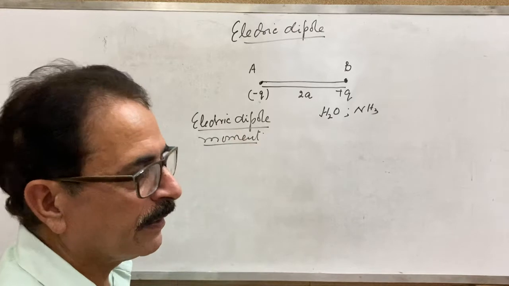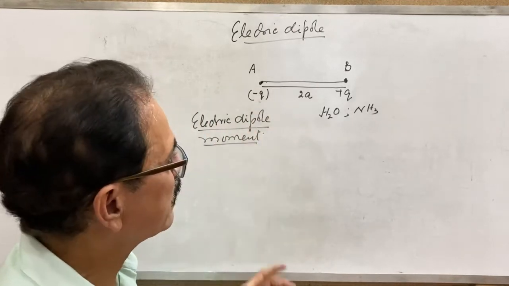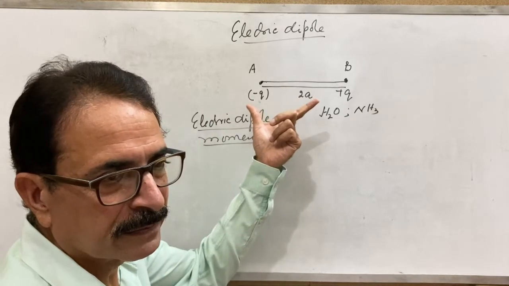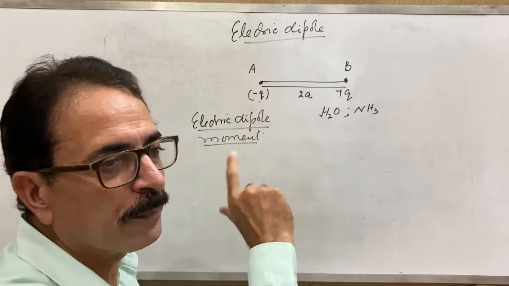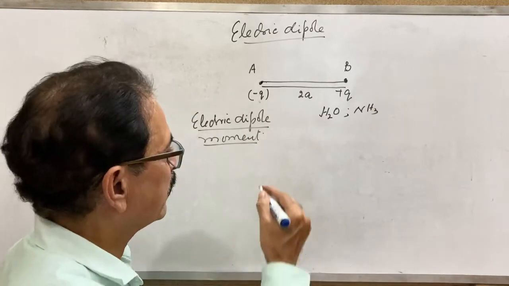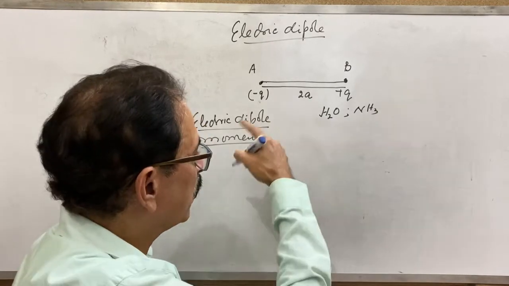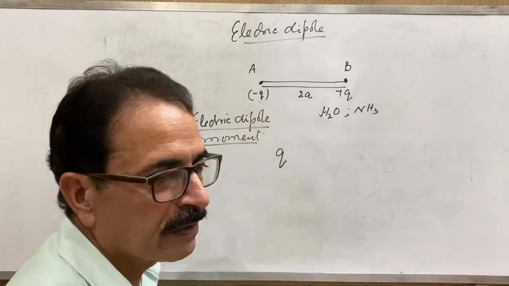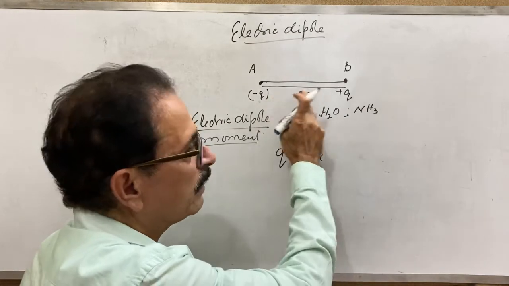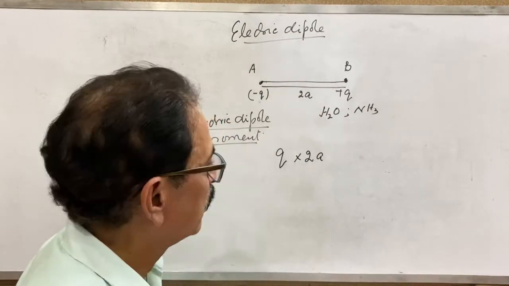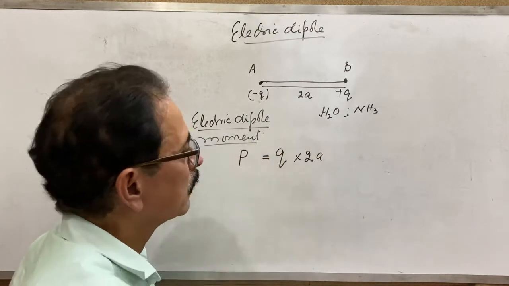Electric dipole moment: we define it as the product of the magnitude of one of the charges and the distance between the two opposite charges. That is, q is the magnitude of the charge, either plus or minus. We have to take the magnitude only, times 2a, the distance between minus q and plus q. It forms an electric dipole moment denoted by P.